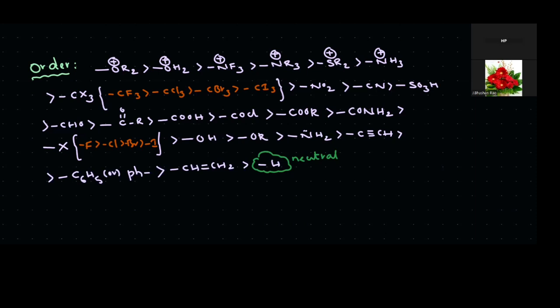Okay, these are the order of the plus I and minus I groups. In these plus I and minus I groups, we will discuss the applications next. So what are the applications here, how do they influence the carbon chain? Next, write the applications.